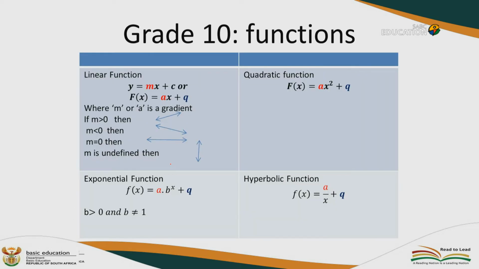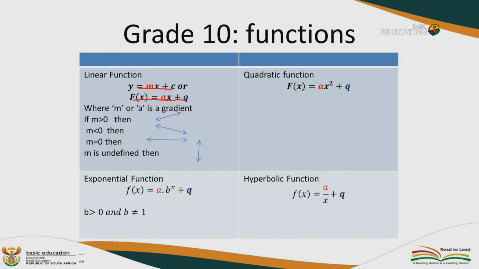Let's look at the functions we dealt with in grade 10. In grade 10, we covered the concept of the linear functions, the quadratic function, and the exponential function together with the hyperbolic function. Hence, I said my focus here will be on linear and quadratic. So with the linear function, the standard form is y = mx + c, or f(x) = ax + q. So this a or m, parameter a or m, refers to what? Refers to the gradient of the function.